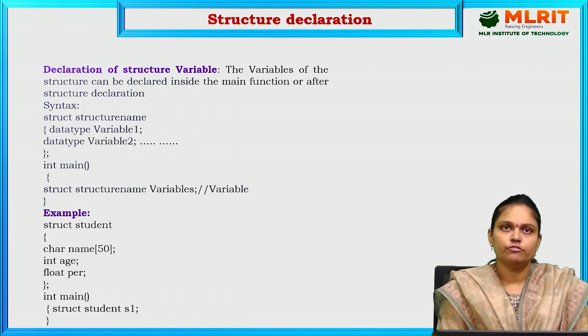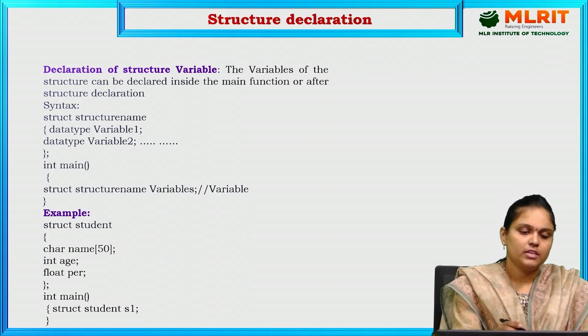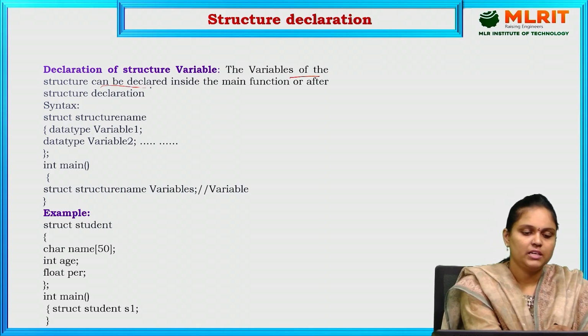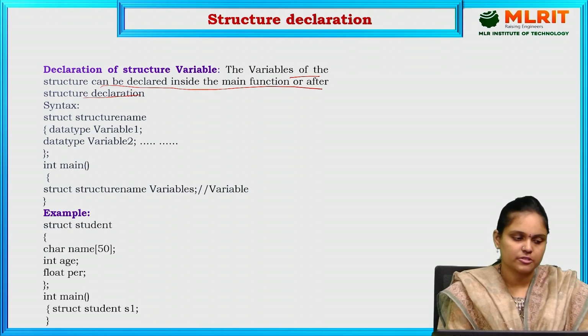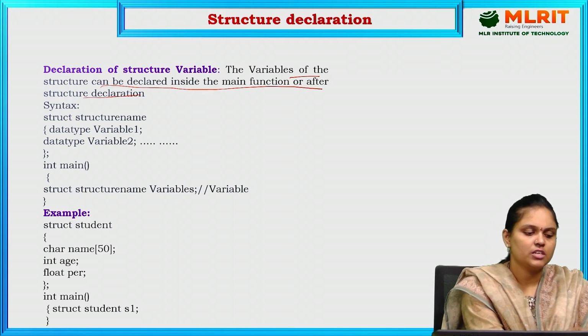So, declaration of a structure variable. The variable of a structure can be declared inside the main function or after the structure declaration. We can declare it inside main, or else we can declare it after the structure declaration. So this is the syntax of structure declaration.